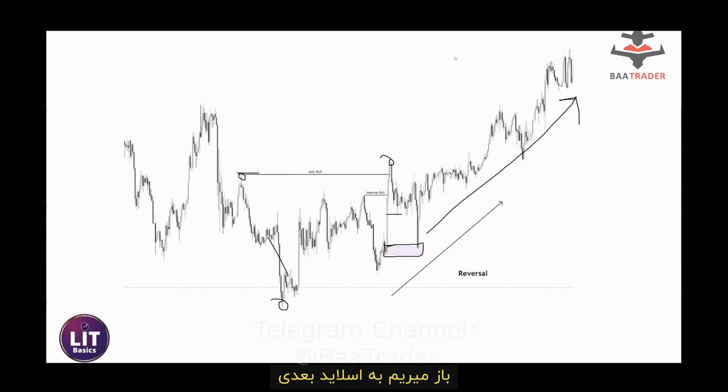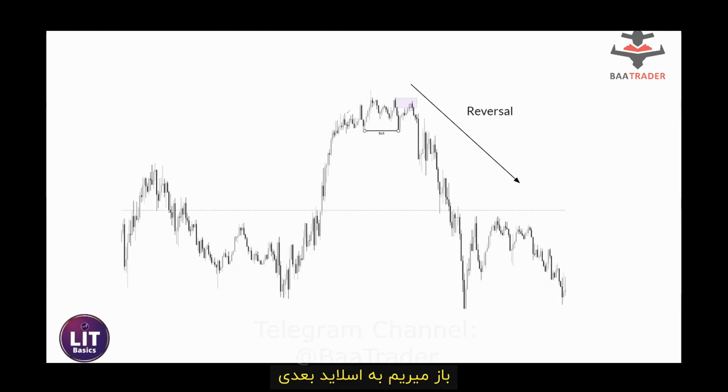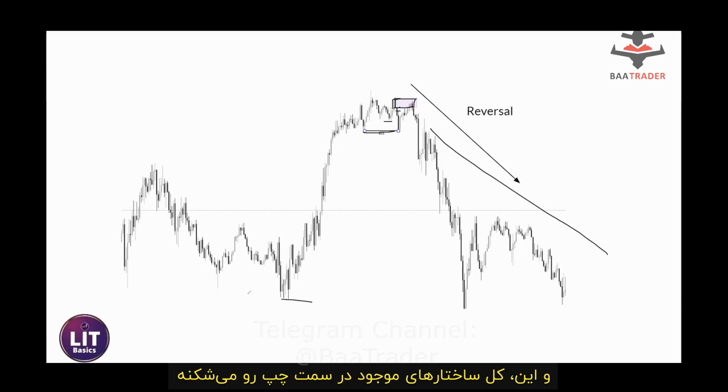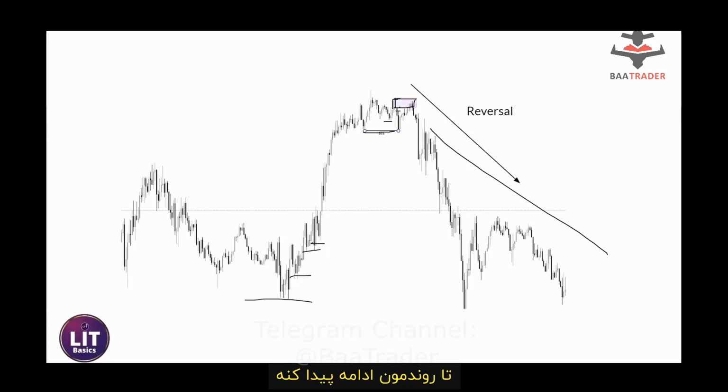And then, going to the next slide, we have the same thing where we have our minor breaks of structures over here. We have imbalance forming between here and here. And then we get our POI mitigation over there. And this takes out all the structures to the left, all these little bits down here, for our continuation.